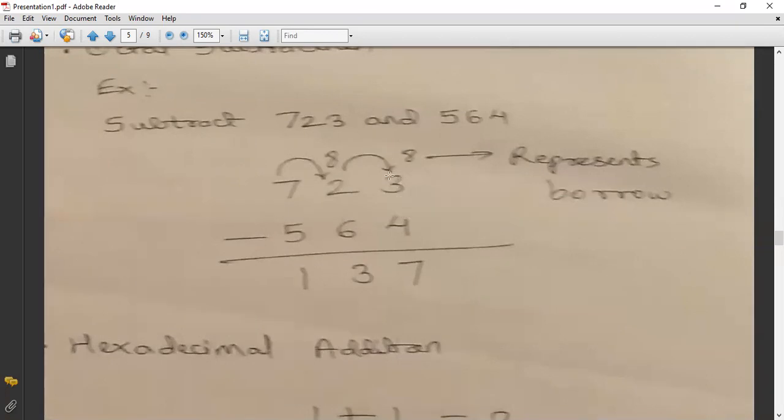Now here the number will be 8 plus 3, that is 11. So 11 minus 4 is what? 7. Okay, now this is 2, right? This was previously 2, but we have given one number here, so now there is only 1 here. Okay, so 1 is a smaller number than 6.